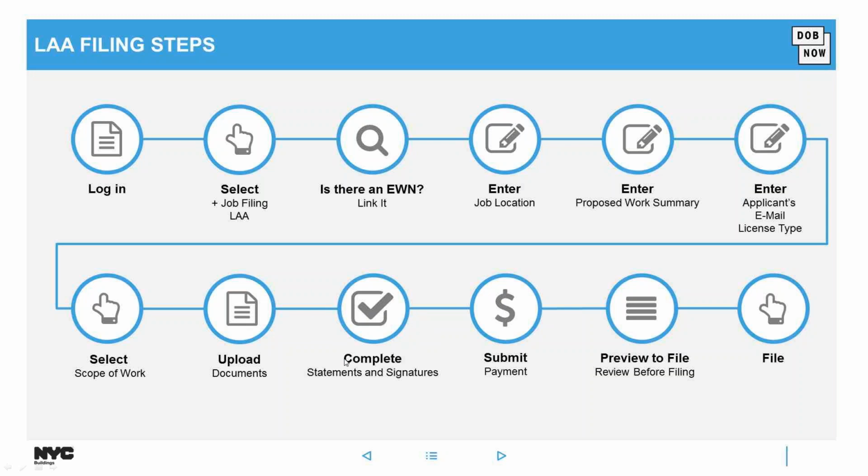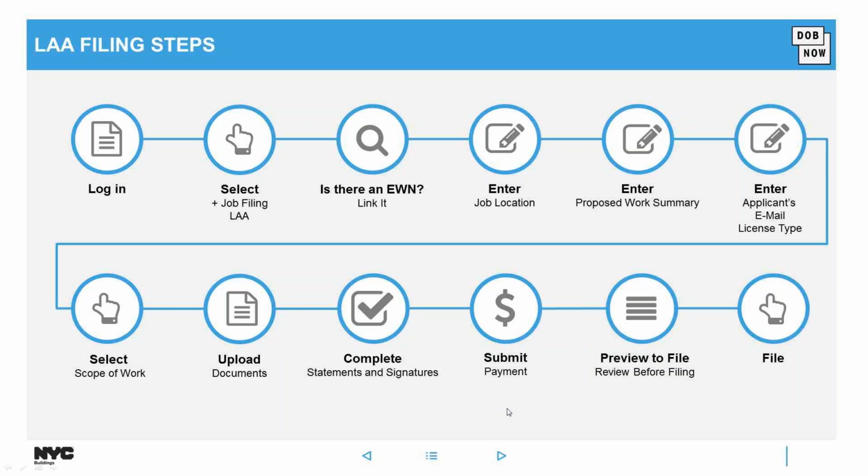After the documents have been uploaded, the applicant of record only is able to read and then complete the statements and signatures by electronically signing. At that point, it's safe to pay the fees, and then the applicant of record can click the Preview to File button to do a final review of the information before clicking File, which submits that LAA filing to the Department of Buildings and updates the status from pre-filing to permitted.